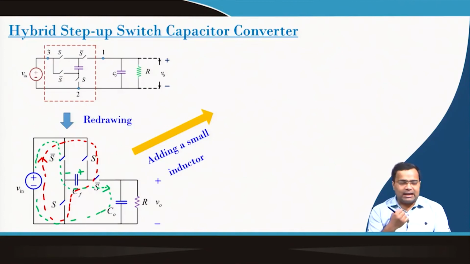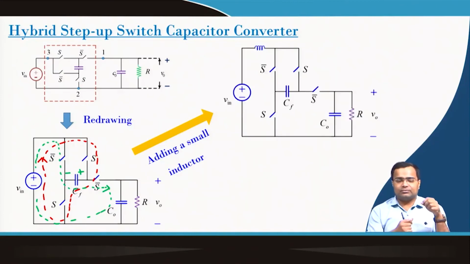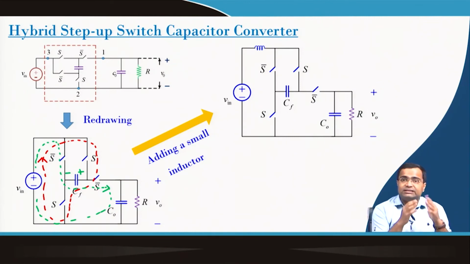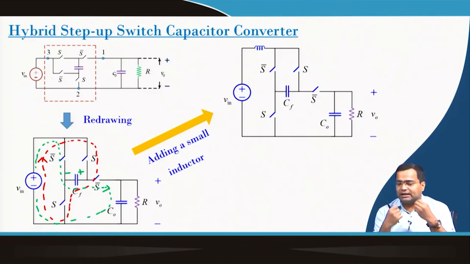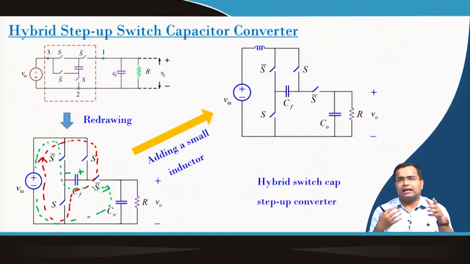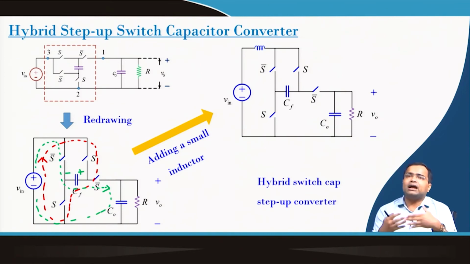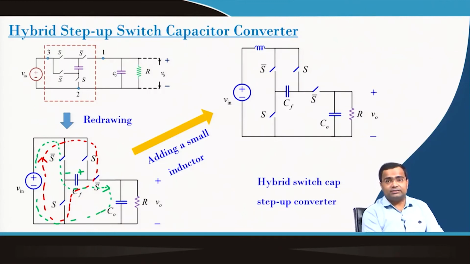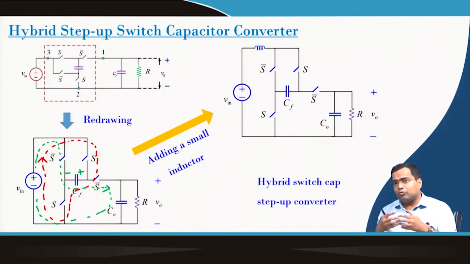Now, again, if we add a small inductance in order to reduce the voltage difference of the flying capacitor, that means if you want to reduce the inrush current, then you can add a small inductance, and this makes a hybrid step up DC-DC converter. So, that means we can achieve higher step up conversion by using a hybrid switch capacitor converter, and at present these hybrid switch capacitor converters are getting more and more popularity.